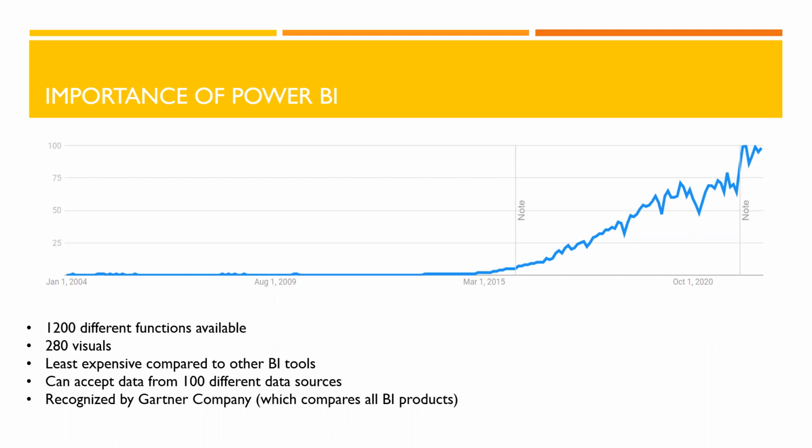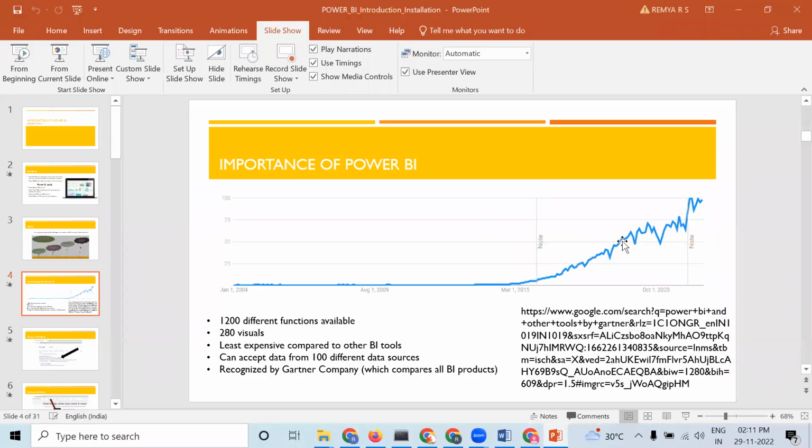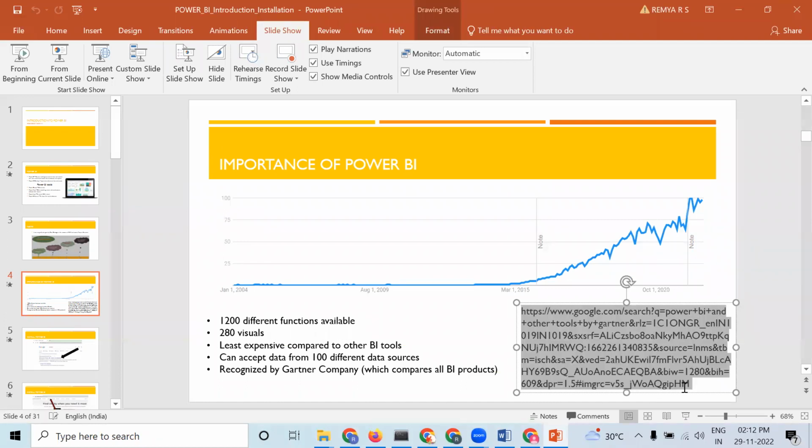Now, the next thing is Gartner. It is a company which compares all the BI products and prepares magic quadrants, which help us understand which BI tool is leading in the market. So this is that particular link. I will show you how Power BI is so important.